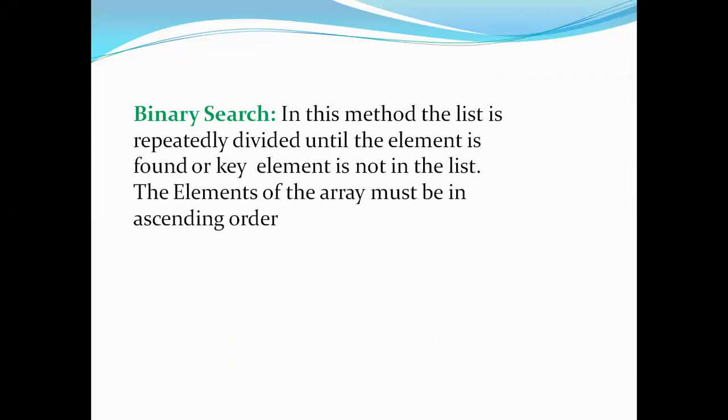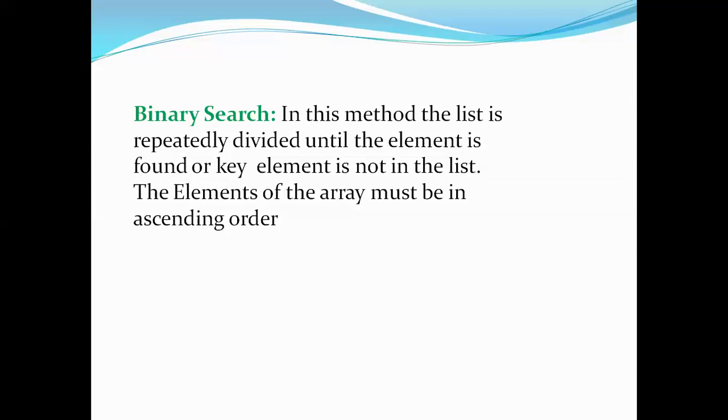Searching is used to determine whether the given number is in the list or not. So that's what we call searching. There are different types of searching methods: linear search, binary search, Fibonacci search. Like this, there are so many methods. Binary search is one of the methods to search the given element in a list with less time complexity. So what is binary search?